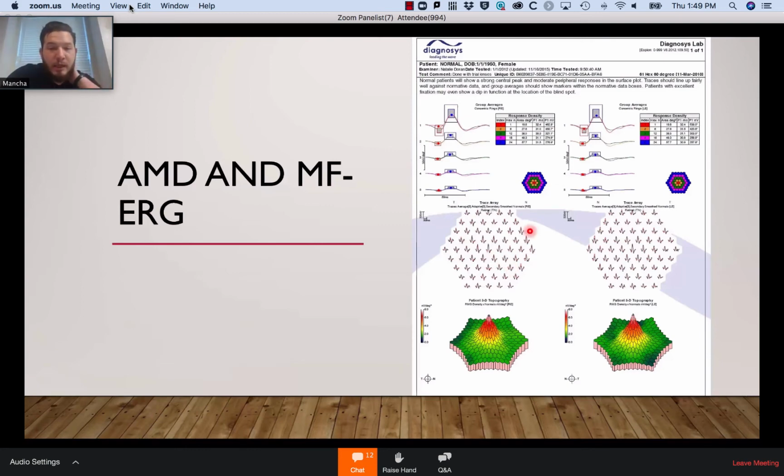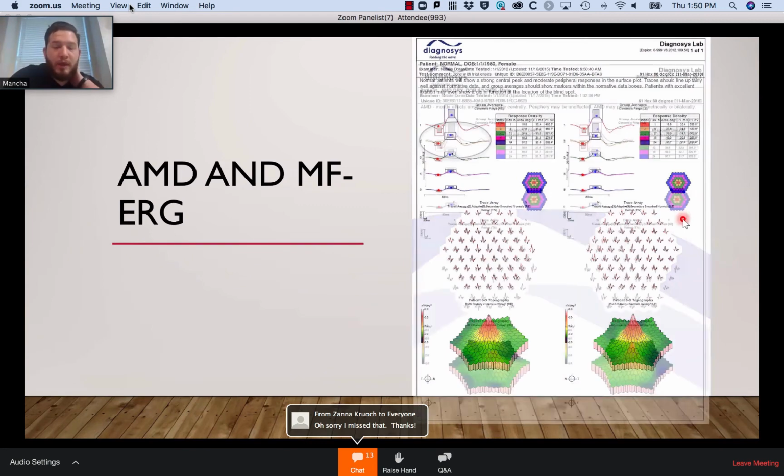I actually like to look at these waveforms right here and figure out, is the black line, which is the patient's response, matching up to that normative data, which is the red waveform? And so this patient's hitting all the marks in every single ring structure, both in the right eye and the left eye.